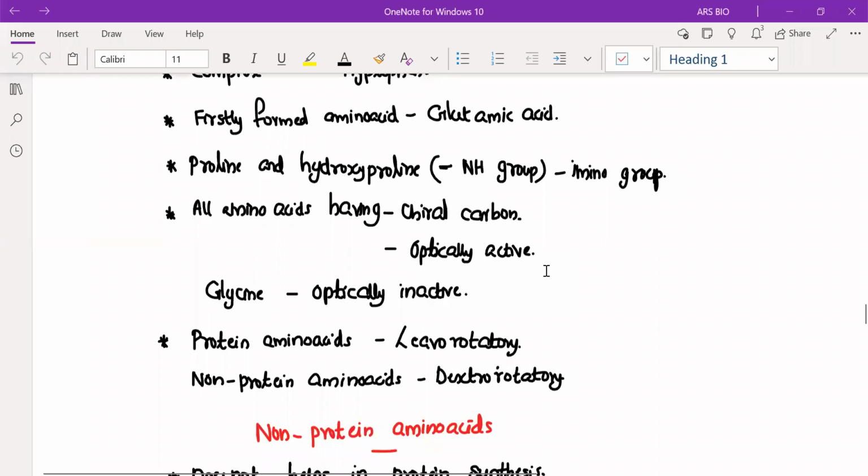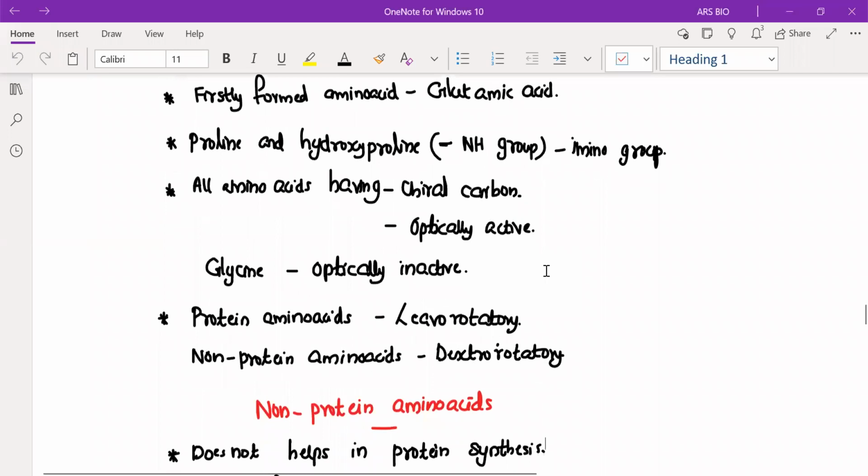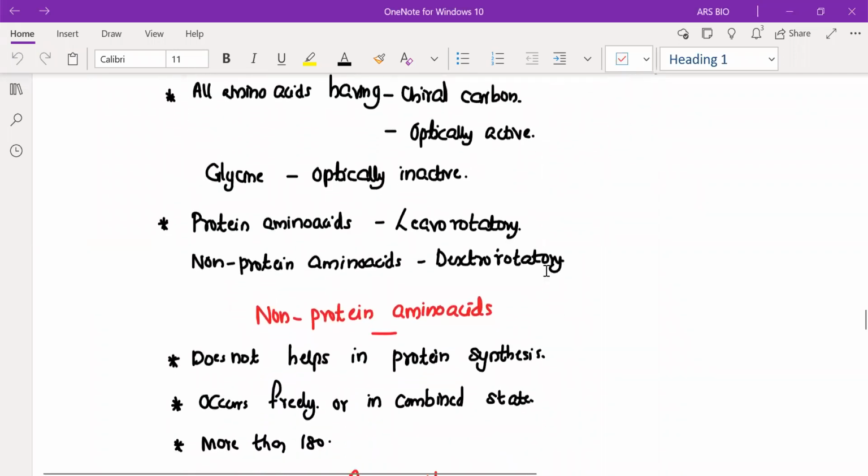So optically inactive. Now about the conditions, as I told you before, 2 types of amino acids are there. First, the protein amino acids. All the protein amino acids, the amino acids that help in the production of proteins, are mostly levorotatory, and the non-protein amino acids that don't help in protein synthesis are mostly dextrorotatory. That means they turn towards the right side. That is called dextrorotatory.